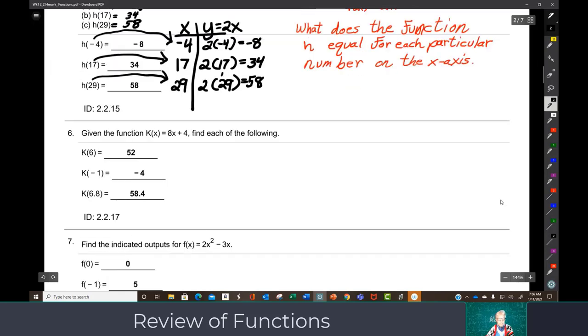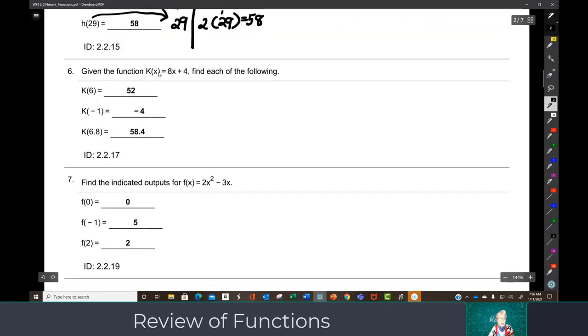Let's do it again. Here we have the function K of X equals 8X plus 4. That's really just a fancy way of saying Y equals 8X plus 4. Okay, let's look at how they got their answers. I'm going to come over here and do it. Let me erase that. Okay, if I have K of X, which is really just Y, K of X equals 8X plus 4.